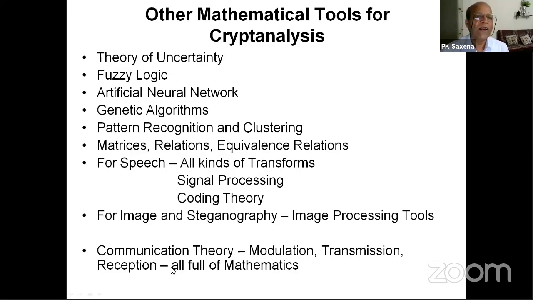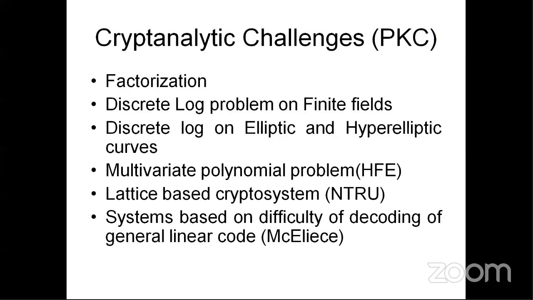For cryptanalysis, there are other mathematics like fuzzy logic, artificial neural nets, genetic algorithms, and pattern recognition. All these things actually help in cryptanalysis.